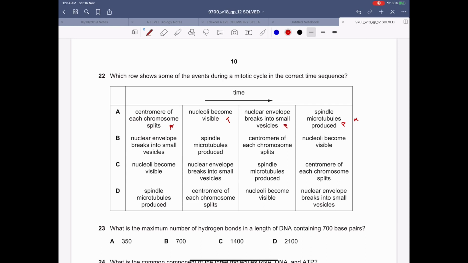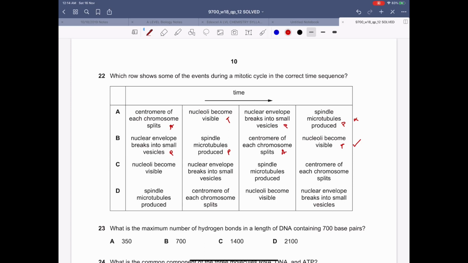Nuclear envelope breaks into small vesicles. This is prophase. Spindle microtubules produced, again prophase. Centromeres of each chromosome splits. Okay, anaphase. Nucleoli becomes visible, telophase. Looks like a correct sequence from prophase to telophase. So I would go for this one.